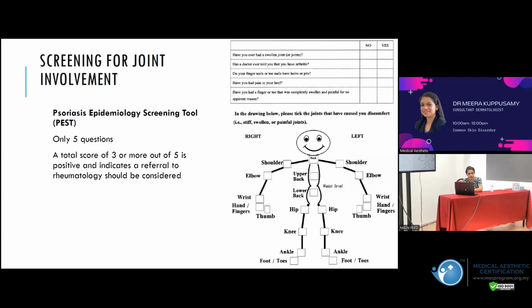Do you have swollen joints? Has a doctor told you you have arthritis? Do your fingernails or toenails have holes or pits? Do you have pain in your heels? Do you have any finger or toe that became completely swollen? So if they answer 3 or more, it's indicated that you need to refer. And then you just tick which joint is the problem joint in this picture. So psoriasis, most of the time, is asymmetrical.